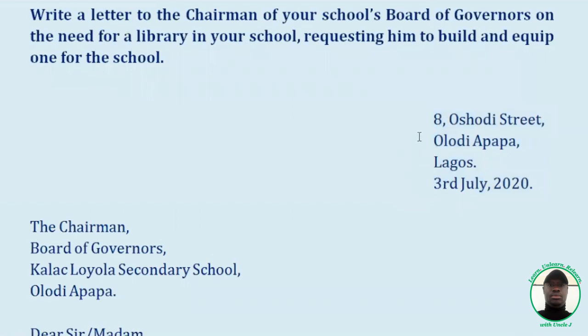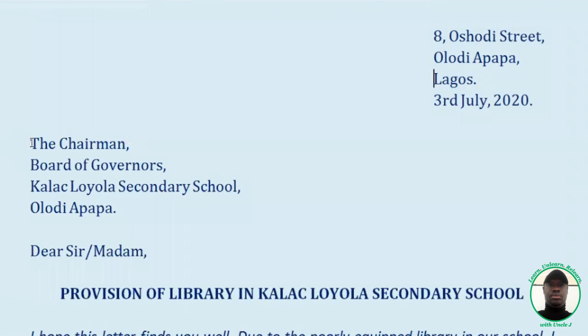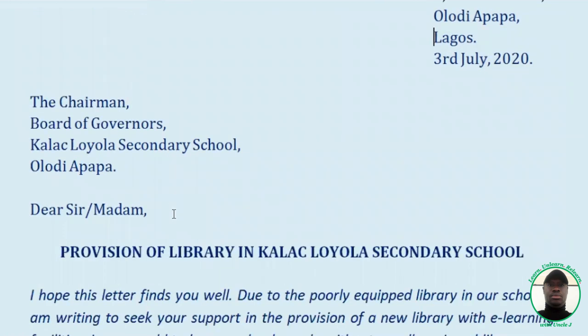Now, let's recap. The sender's address, top right corner of the page. The second address just below it on the left. Address the title, not the person's name, okay? Dear sir, dear madam, your excellency, Mr. Chairman, okay? Then write your title. The title summarizes what the letter is all about. Reading the title alone, you have an idea of the content. Provision of library in Kalak Loyola Secondary School. So you have an idea.